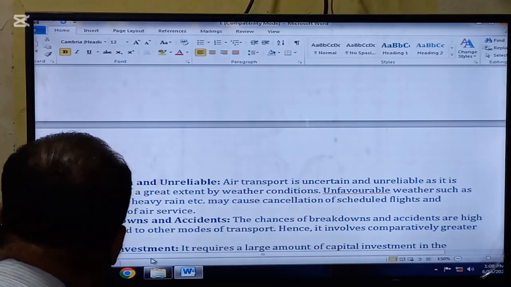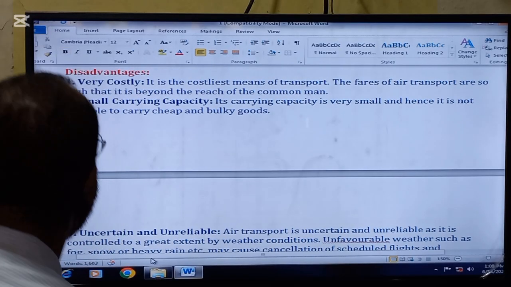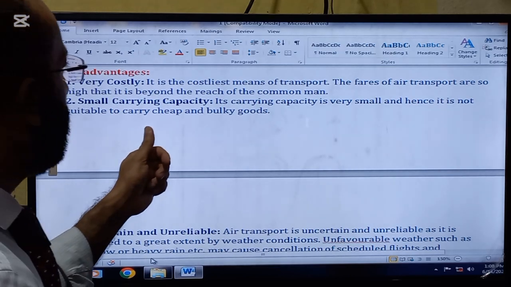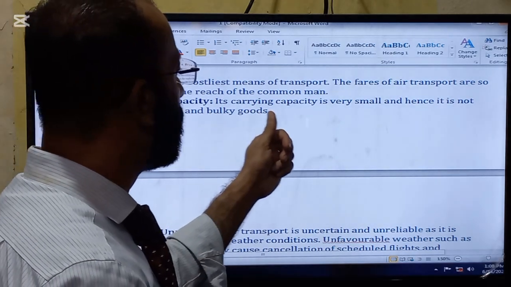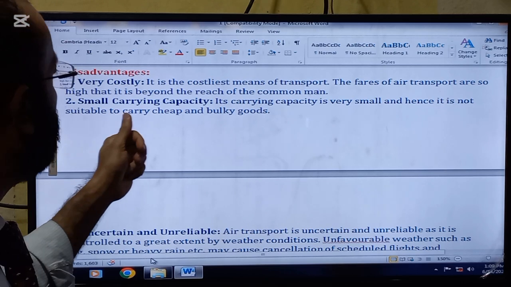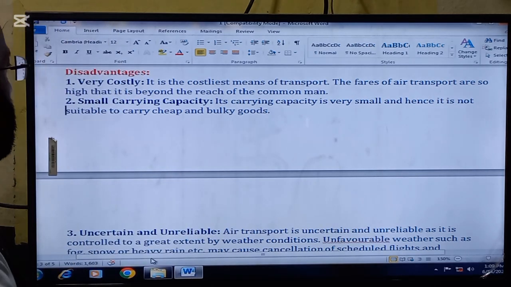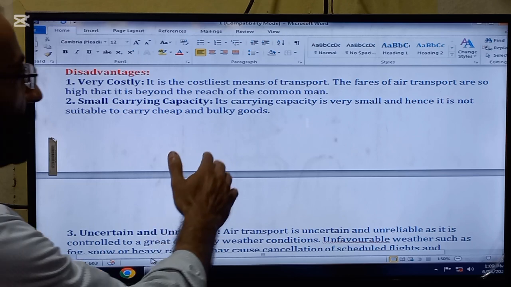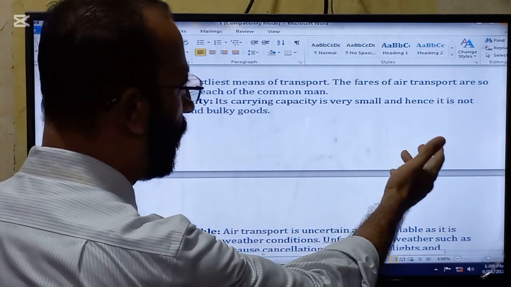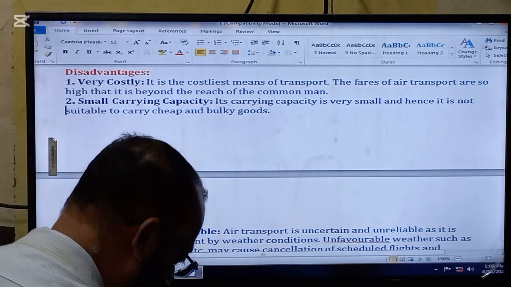But at the same time, it has some disadvantages. The first one is very costly. It is the costliest means of the transport. The fares of the air transport are so high that it is beyond the reach of the common man. Second disadvantage is small carrying capacity. Its carrying capacity is very small and hence it is not suitable to carry cheap and bulky goods.